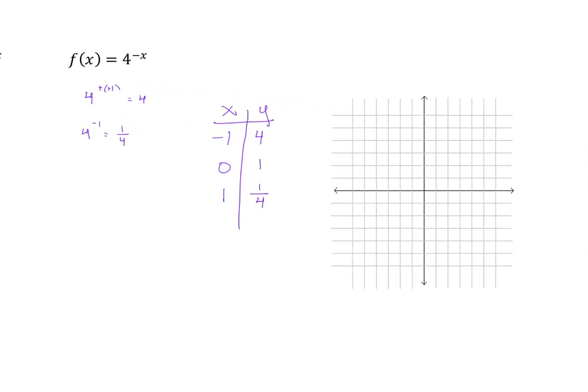All right, so if we go ahead and graph this now, we have a point -1, 4. We have a point 0, 1. And we have a point 1, 1/4. We do still have our horizontal asymptote at y equals 0, the x-axis. And when we graph this, this is going to be a decreasing curve, and we don't want to touch, cross, or veer away from our x-axis.